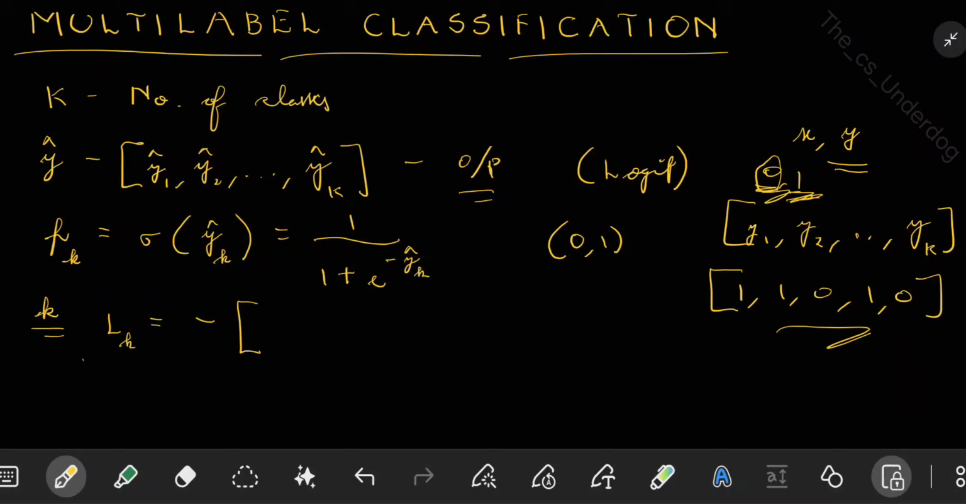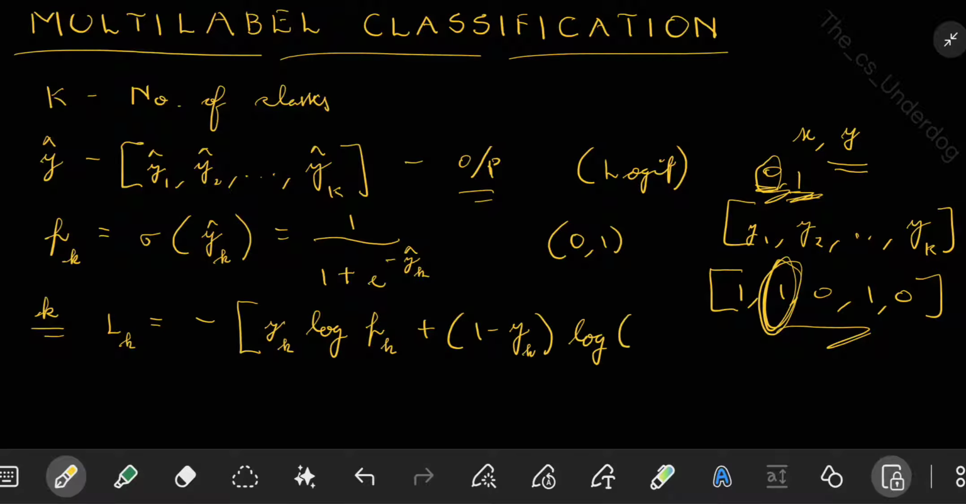So for the loss function of one particular k, we'll consider that one particular yk, and then we'll form the binary cross entropy formula. How are we going to use this? This will be yk log pk, where pk is the probability of it belonging to this class according to the model, plus 1 minus yk times log of 1 minus pk.